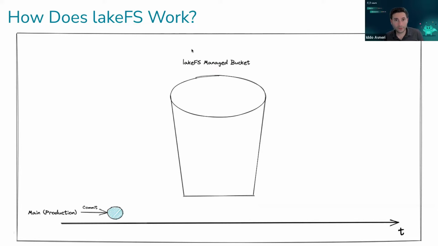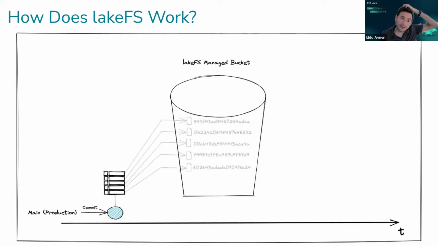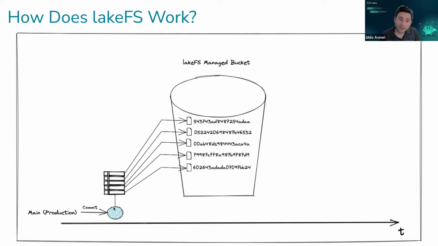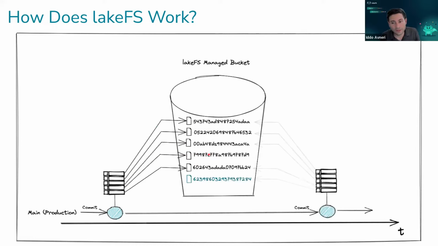Now, how does this work? As you can imagine, since we work on top of an object store, we have a lot of data that sits in a bucket somewhere, right? You have a lot of files sitting on your bucket. Every commit in lakeFS is basically a collection of pointers to files that sit on top of that managed bucket. And then because the object store is immutable, meaning I cannot change this file, right? If I want to change it, I have to write a new one. So we do copy on write. So when a new file is created, the next commit will point to that additional file.